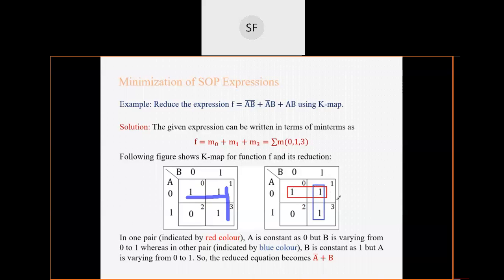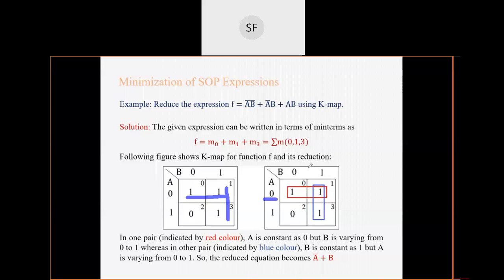And why do we do this combination? When you do this combination, what happens? The common term will remain as it is, and the terms that have different values for that combination are affected. You can observe that for this red combination the value of B is varying: 0 in one place and 1 in the other, but on the other hand the value of A is constant, that is 0. So due to this combination, what happens?